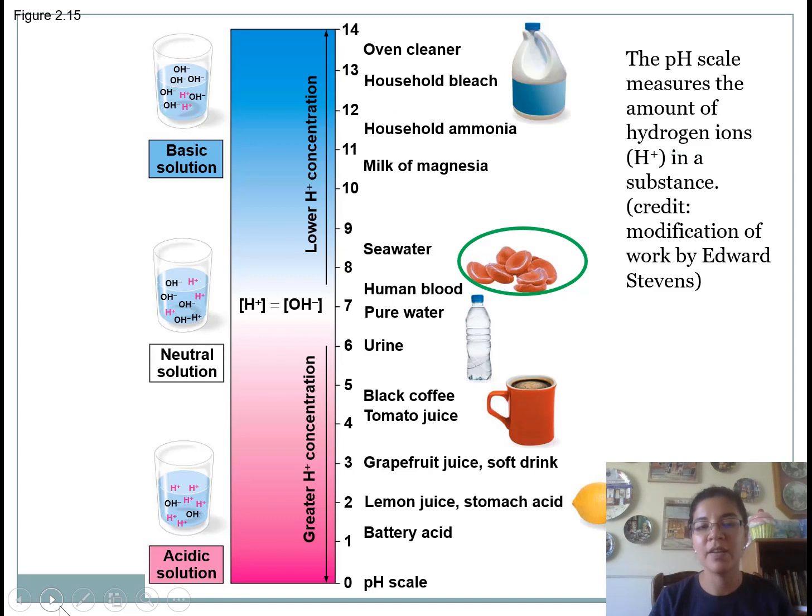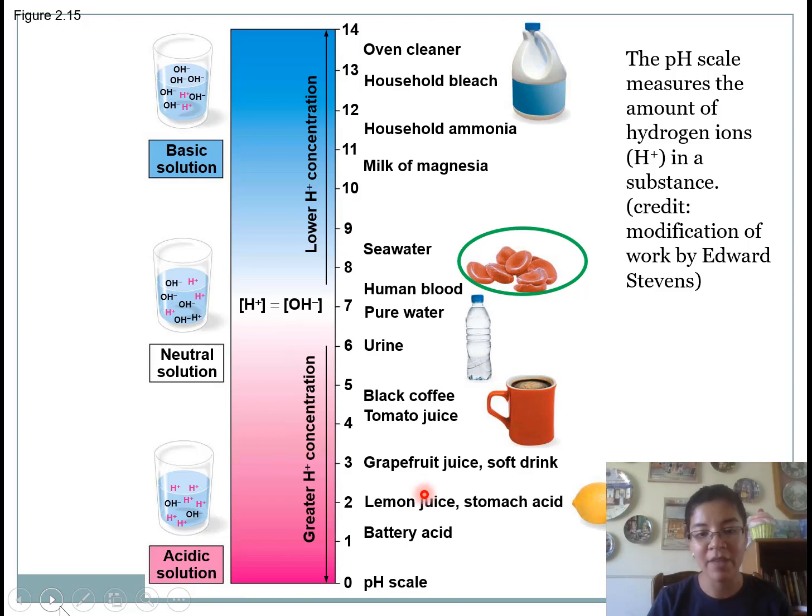pH is measured on a scale called the pH scale. It goes from 0 to 14. Right down the middle is pH 7, that's pure water. Pure water has an equal concentration of hydrogen ions and hydroxide ions, so that's a neutral solution. Anything below 7 is acidic, and anything above 7 is alkaline or basic. So a basic solution is above 7, an acidic solution is below 7.